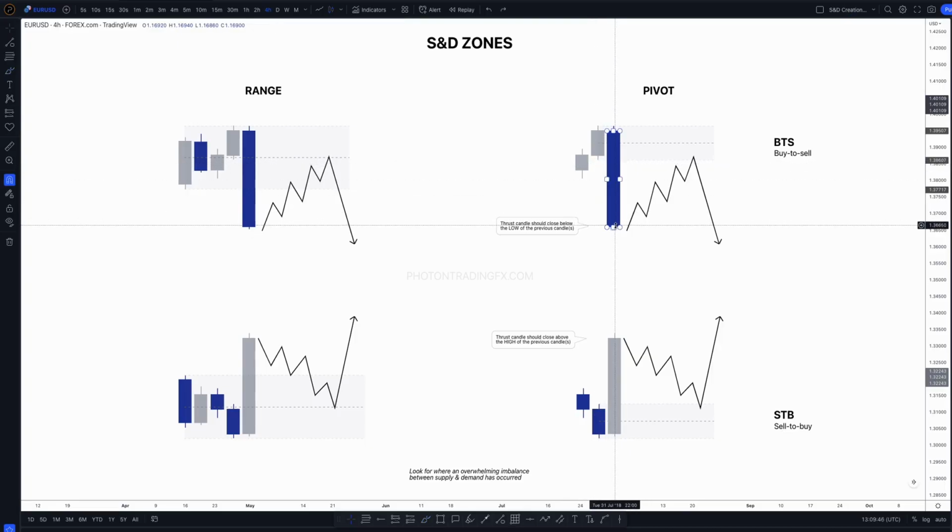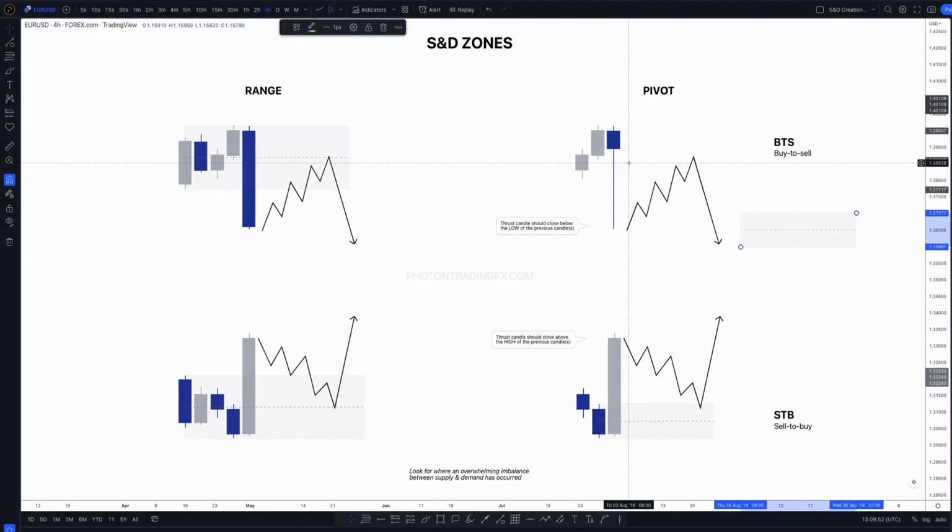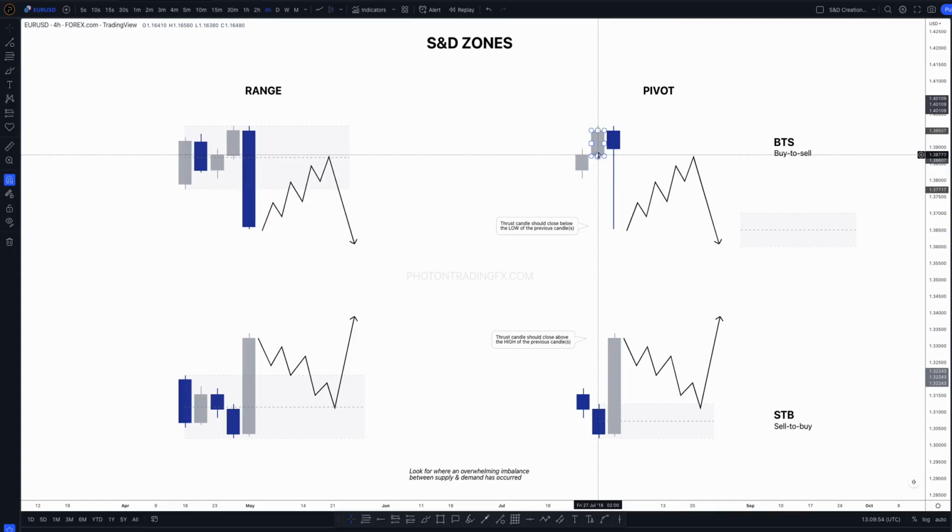Okay, so if you had an instance, this is going to look a bit weird, but if you had something like that, which can happen, I would not draw on that supply zone. That's not valid supply. This only becomes valid supply once this closes. It literally has to close there. If it closes there, that's valid, right? And now I can draw my zone from the high of the bullish candle to the low, okay, because this just about closes below the low. So that's valid supply, okay?